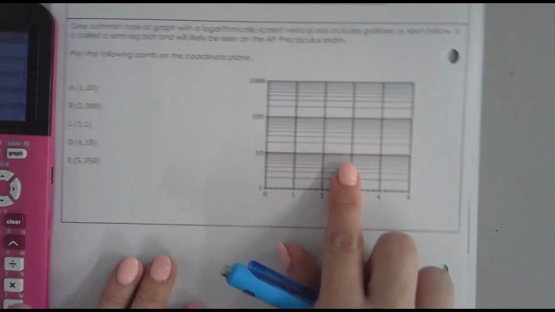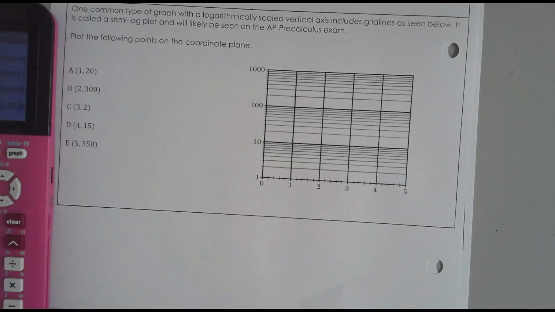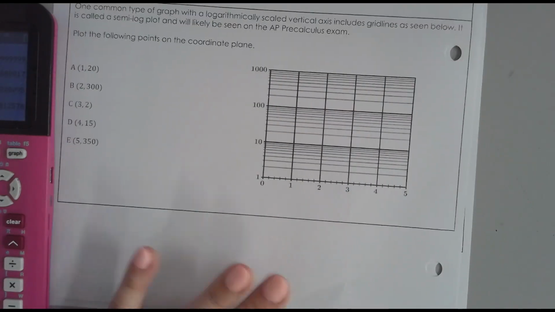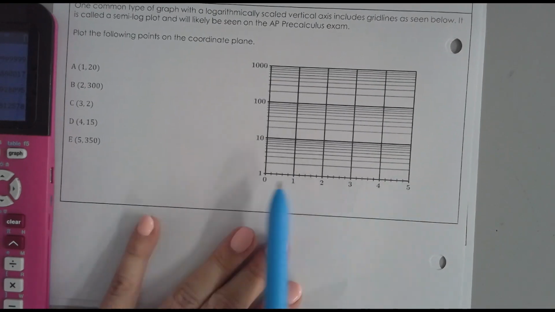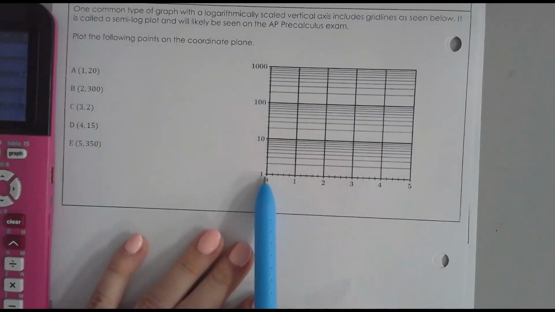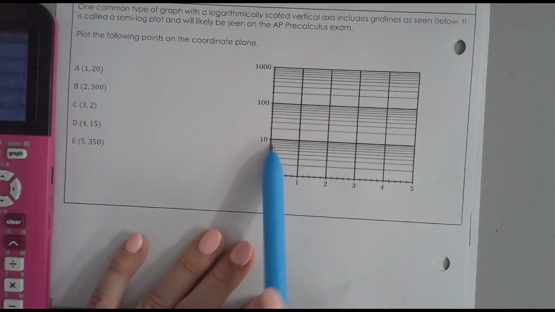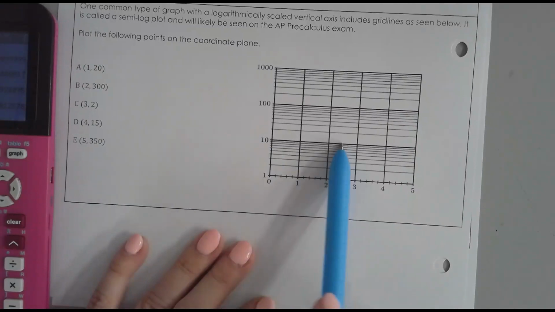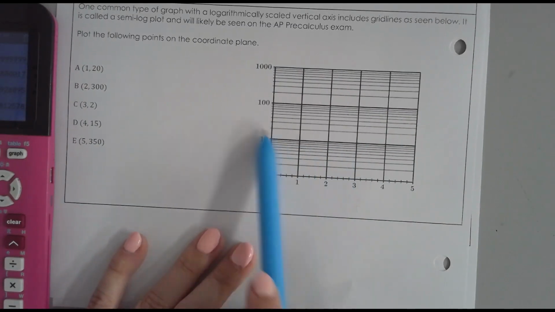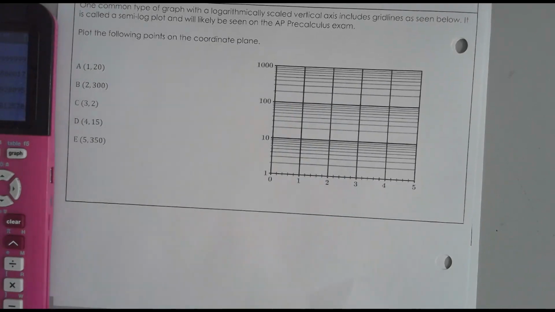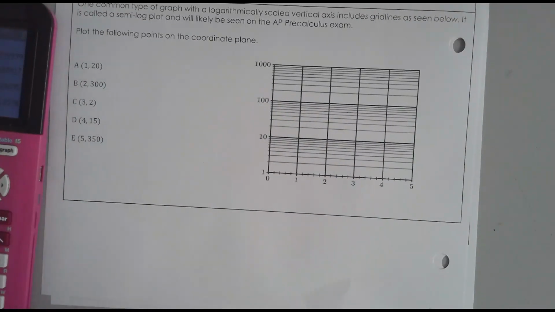This is what your graphs most likely will look like. It'll have all these lines. Your x-axis still goes up by 1. This first chunk, you're counting by ones. So 1, 2, 3, 4, and so on. Once you hit the 10, you're counting by tens. 10, 20, 30, 40, and so on. And then you're counting by hundreds.